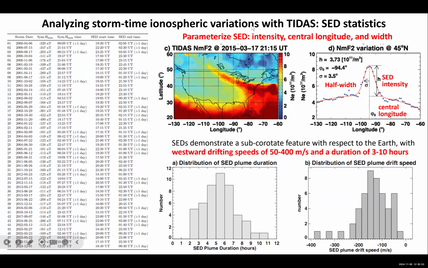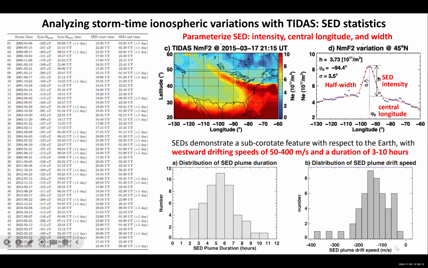And after we did all these ICD reconstructions for these ICD events, we could even do a statistical analysis of the ICD. For example, we show some results here. So that's the distribution of the ICD plume duration. It's about 3 to 10 hours.